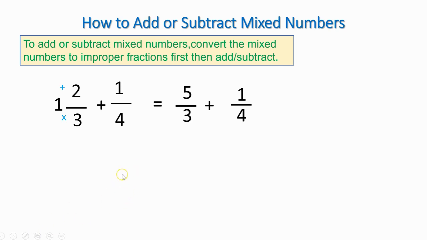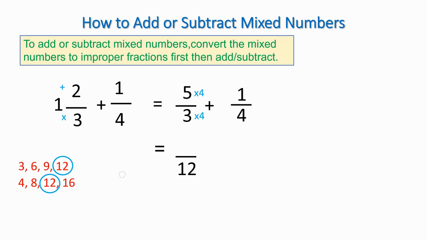So we need to find the multiples of 3 and the multiples of 4, then find the least common multiple. So the common multiple is 12, so we need to make the denominators 12. So to get a denominator of 12, we need to multiply 3 by 4 and do the same to the numerator, which is 5 times 4. And 3 times 4 will give you 12, 5 times 4 will give you 20.